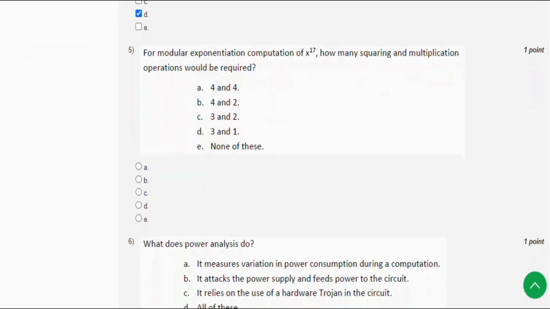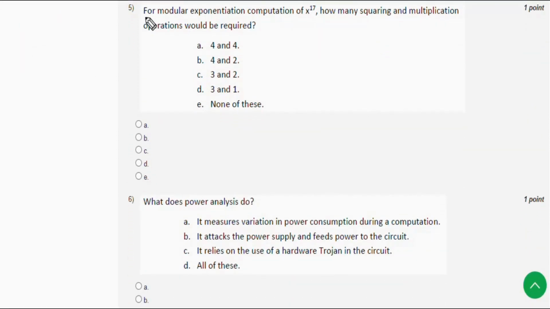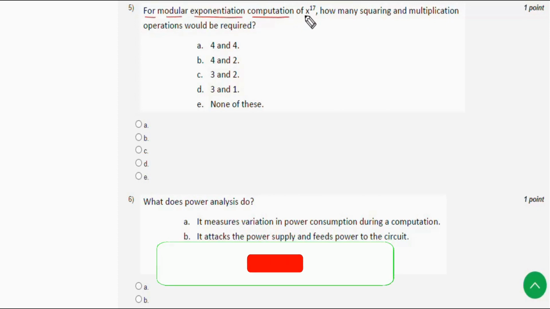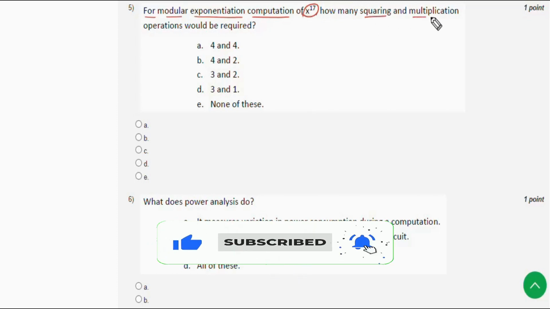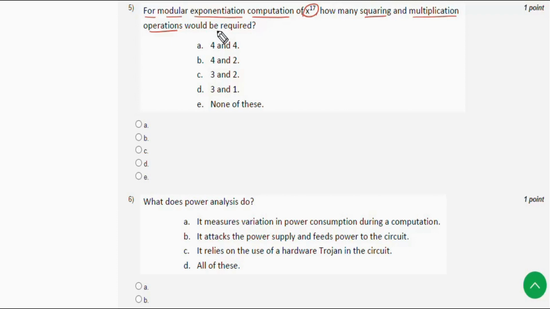Now get into the next question, question number 5. For modular exponentiation computation of x to the power 17, how many squaring and multiplication operations would be required? The options are: A. 4 and 4, B. 4 and 2, C. 3 and 2, D. 3 and 1, and E. none of these. The answer will be none of these. But how? Let's check the answer.